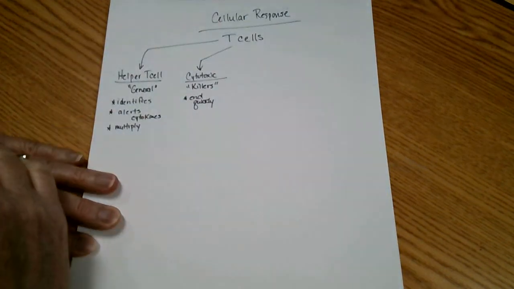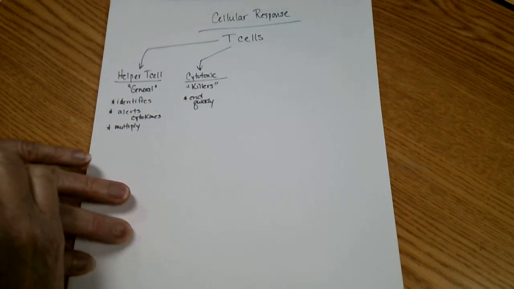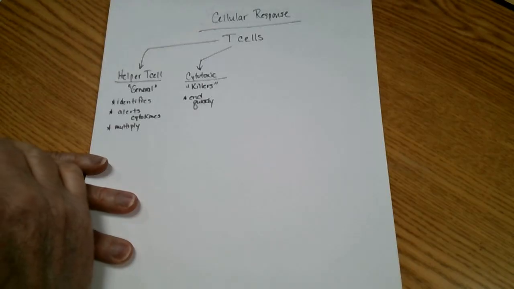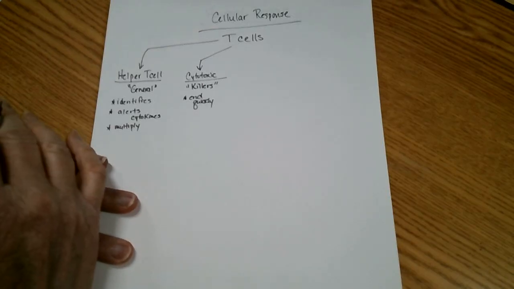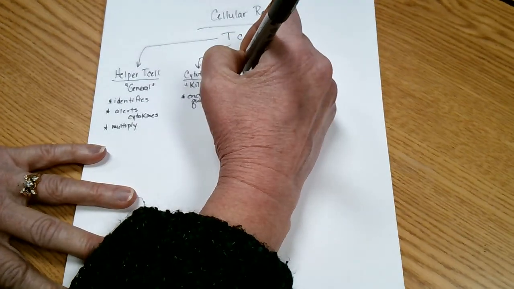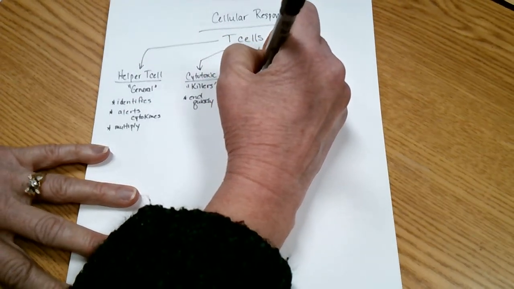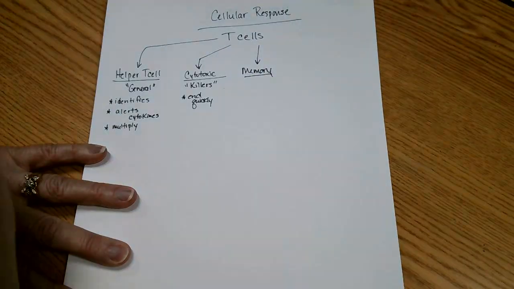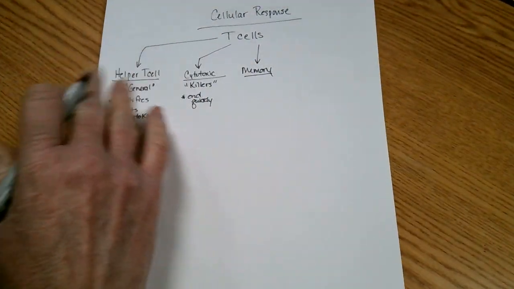Okay, they do a job that a lot of other cells don't step up to the plate to do. So that's the cytotoxic T cells. The next ones are super important. I'm going to talk about the memory T cells. And the memory T cells, these are the ones that are going to remember. They're watching this whole thing.